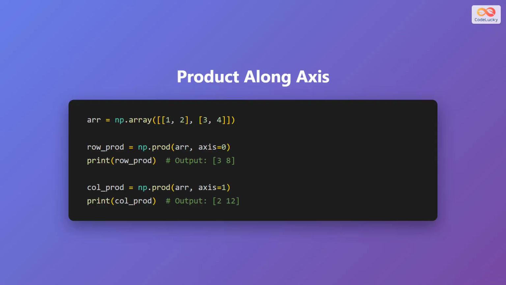You can calculate products along specific axes using the axis parameter. When axis equals 0, we multiply down the columns. The first column is 1 times 3 equals 3, and the second column is 2 times 4 equals 8, giving us 3 and 8. When axis equals 1, we multiply across the rows. The first row is 1 times 2 equals 2, and the second row is 3 times 4 equals 12, giving us 2 and 12.